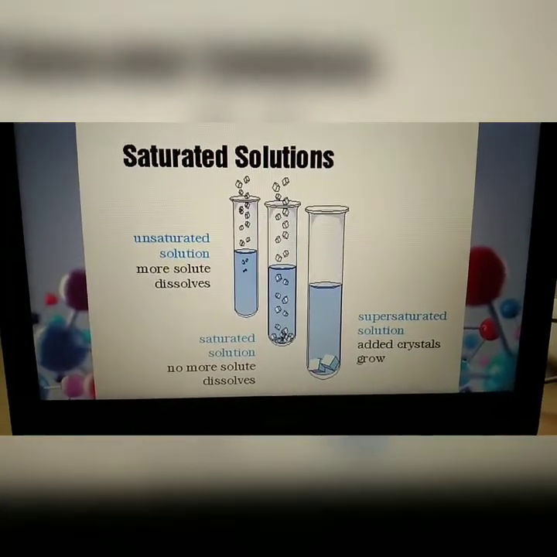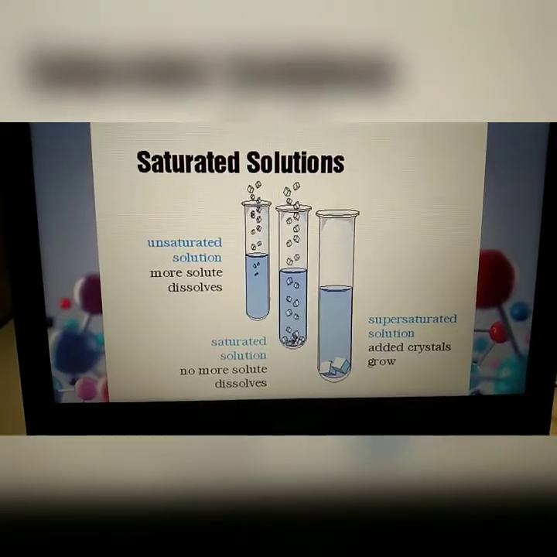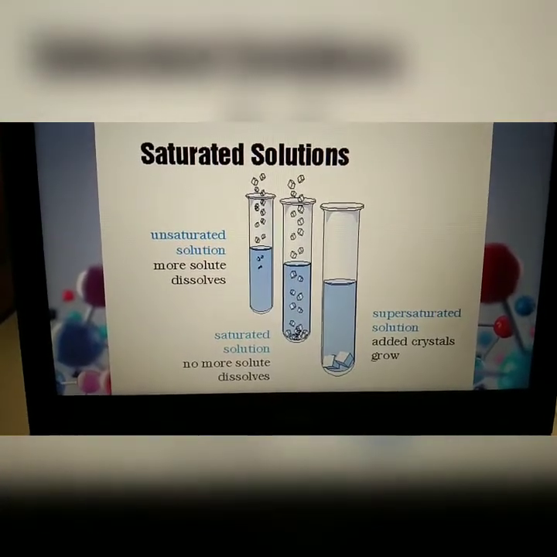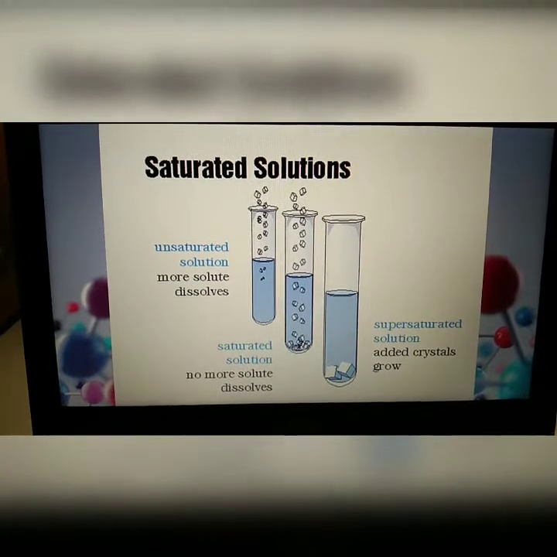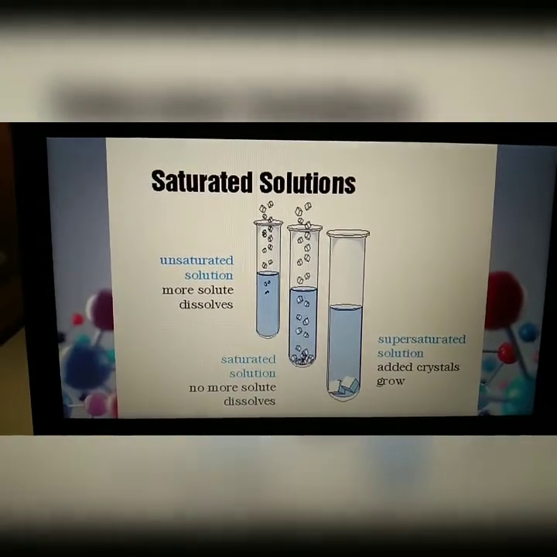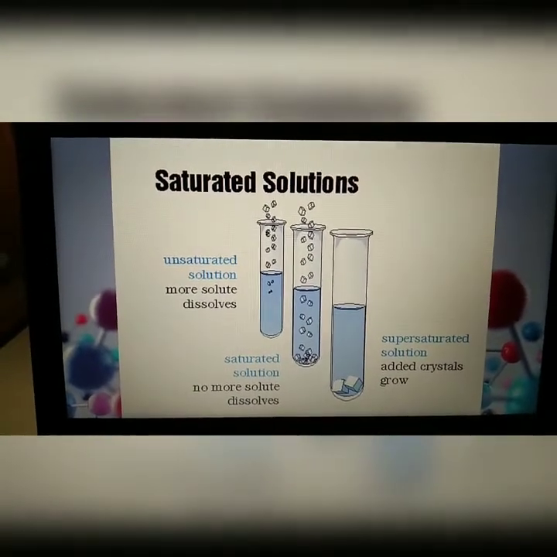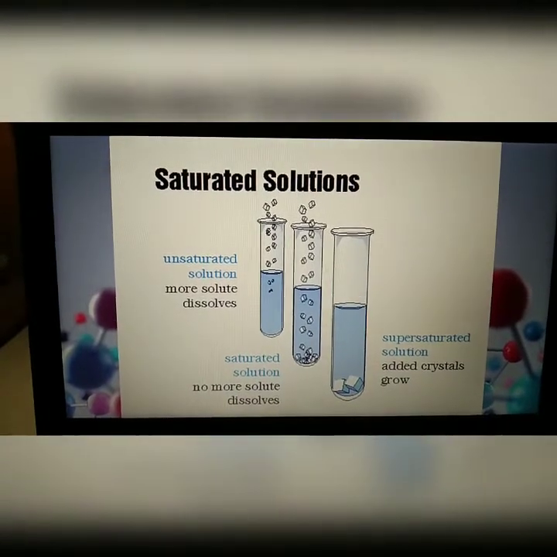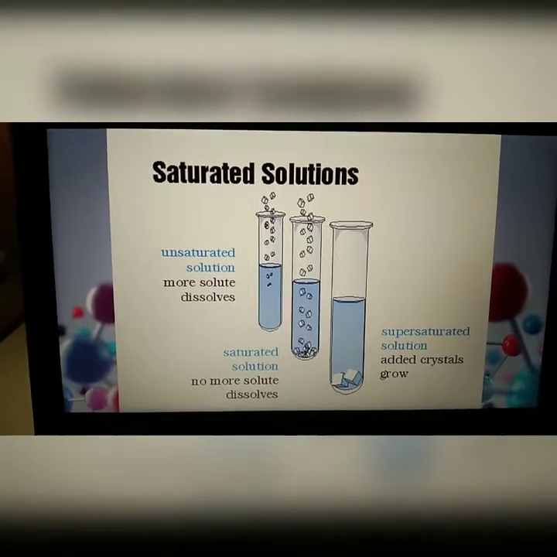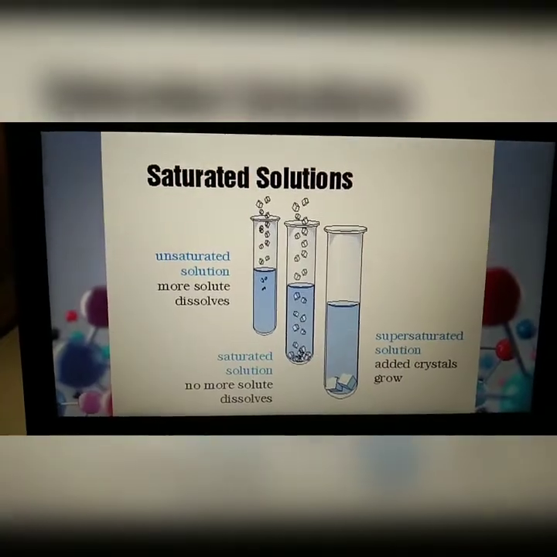An unsaturated solution is a solution in which a solvent is capable of dissolving any more solute at a given temperature. A saturated solution, on the other hand, can be defined as a solution in which a solvent is not capable of dissolving any more solute at a given temperature.